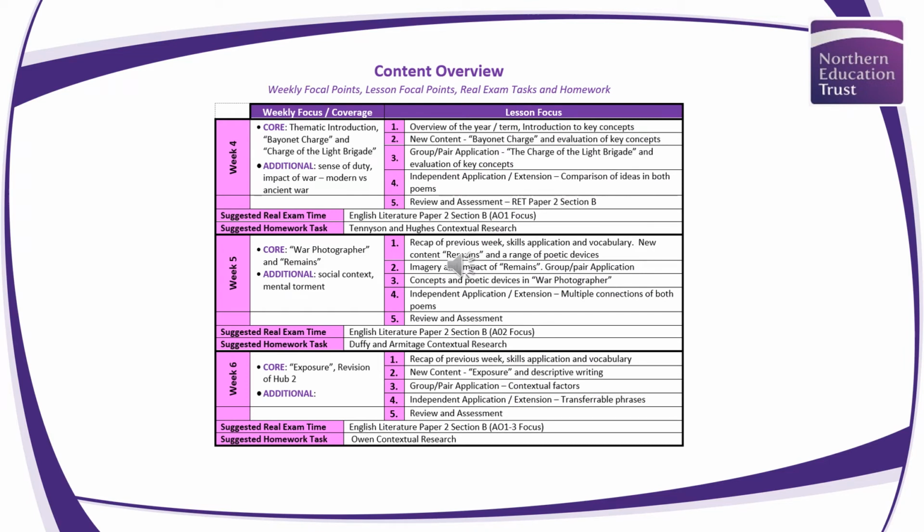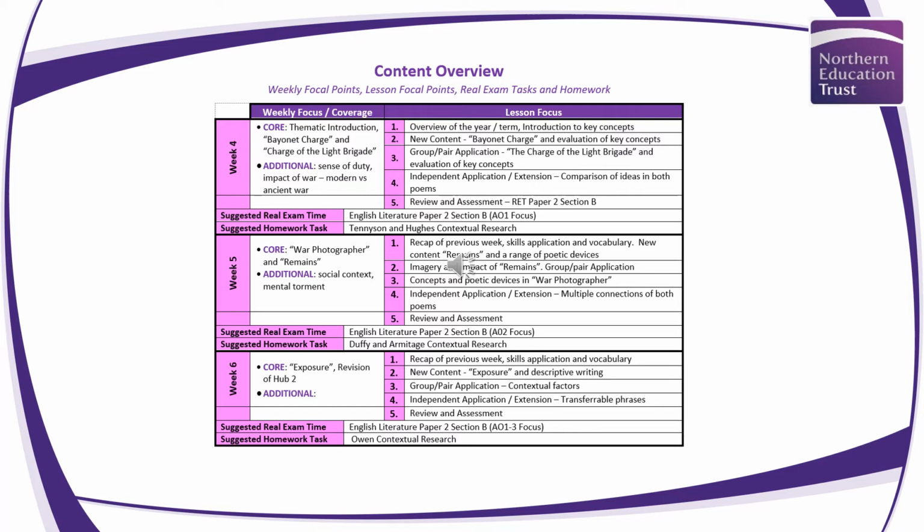So the content overview is for you to have a clear understanding of what's expected to be covered within that particular week. So for example, if we were looking at week 5, we know that war photographer and remains will be covered. You can look at the additional ideas of social context, the mental torment as well.